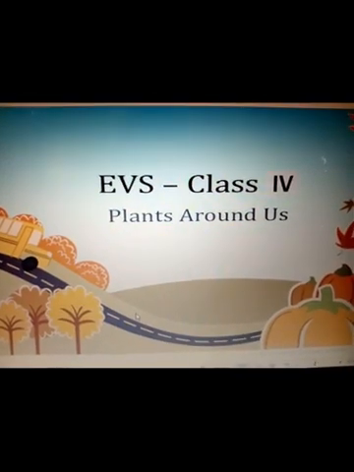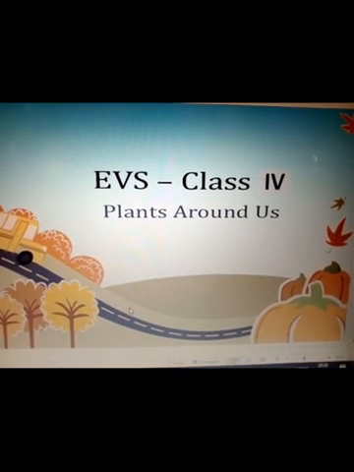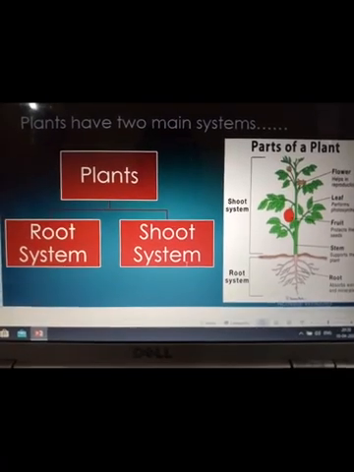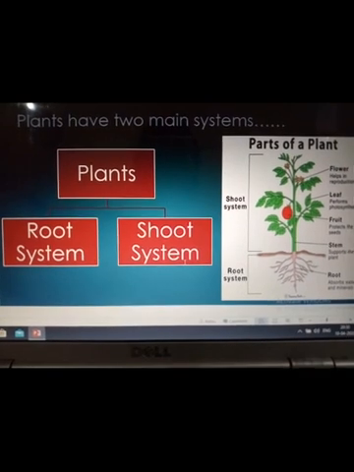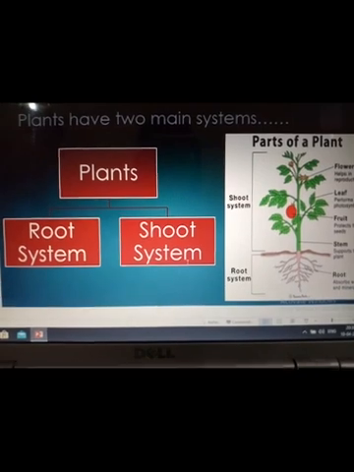Now let's come to lesson number 5, that is plants around us. In this lesson we will learn about the 2 main systems of plants and what role they play. So let's start today's class. Yes, plants have 2 main systems. First, root system, and second, shoot system.